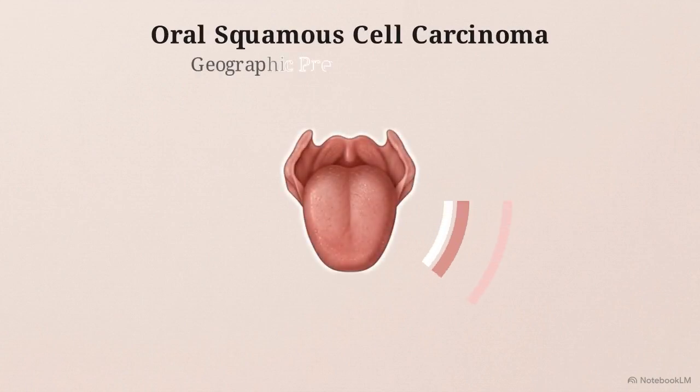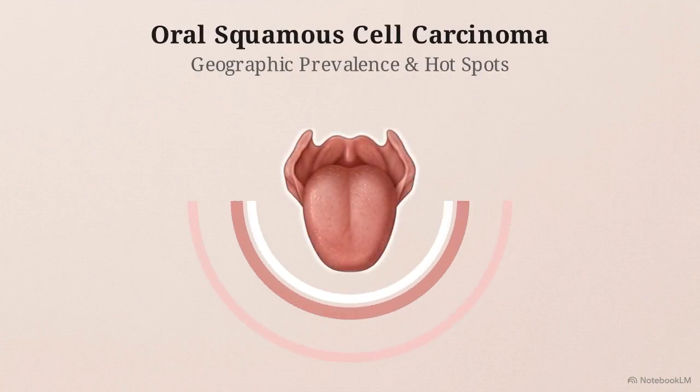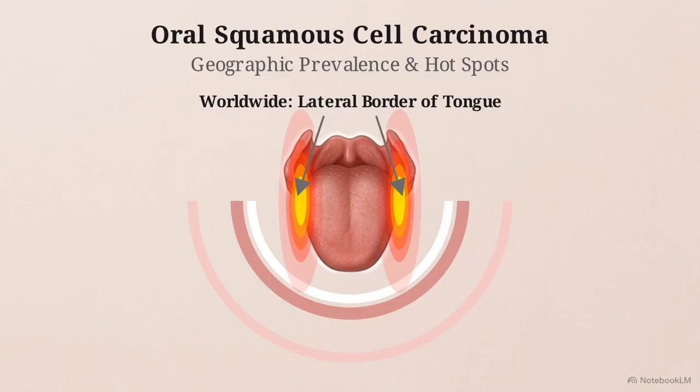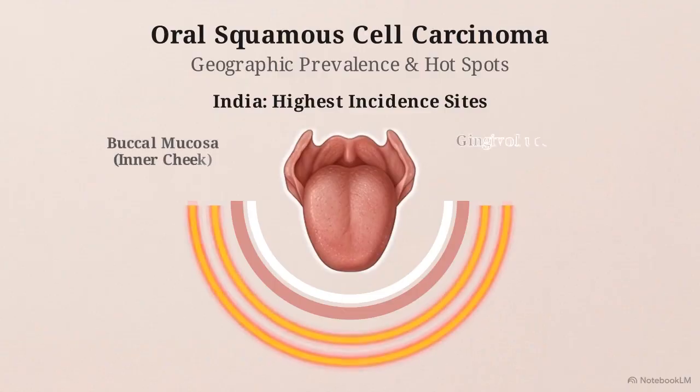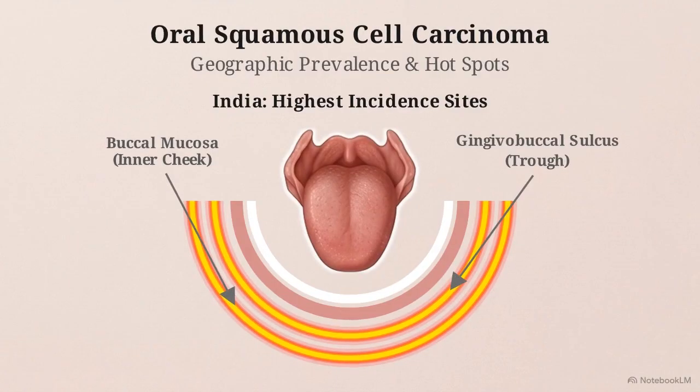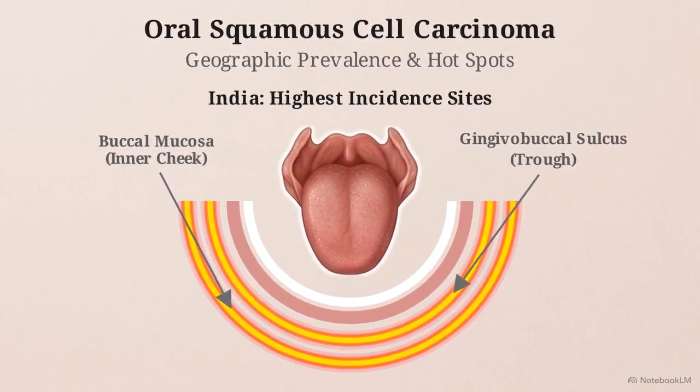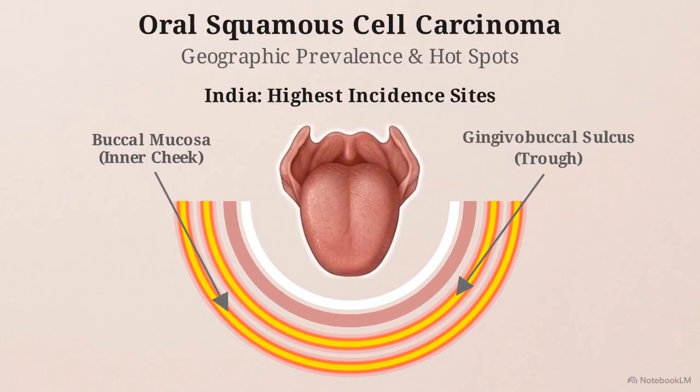This 3D rendering maps the global distribution of oral cavity squamous cell carcinoma. Worldwide, the thermal hotspot sits directly on the lateral border of the tongue. But in India, the highest incidence shifts to the buccal mucosa and the gingivo-buccal sulcus.